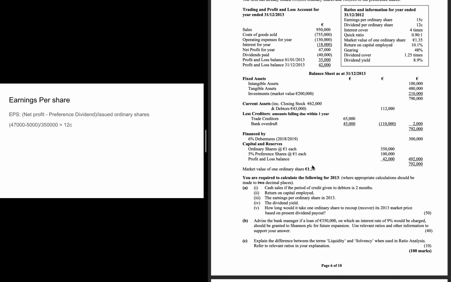And then it's nice and easy. Number 4, the dividend yield is dividends per share over the market value of 1 share. So we need to work out what dividends per share is, which again is ordinary dividend over issued ordinary shares. Ordinary dividend is total dividend minus preference. So 40 minus 5 is 35. 35 over 350 is 0.1. So 0.1 euros or 10 cent. So the dividend yield then will be 10 over 130 by 100, which is 7.69.